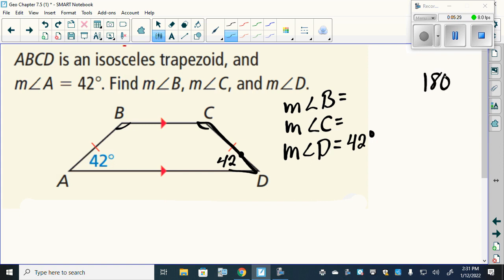So we can take 180 minus 42. 7 and 10 would give us 8. 7 minus 4 is 3. 1. So the measure of angle C is 138. What about the measure of angle B? It'd be the exact same.